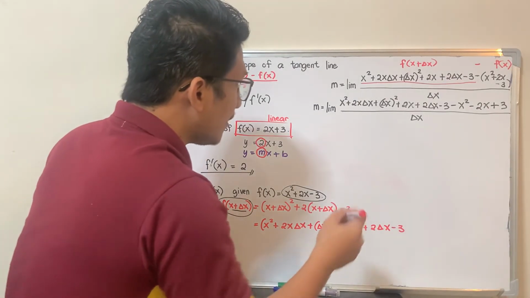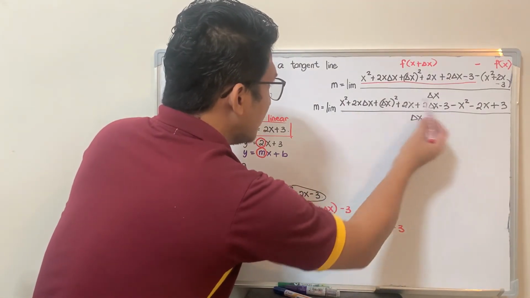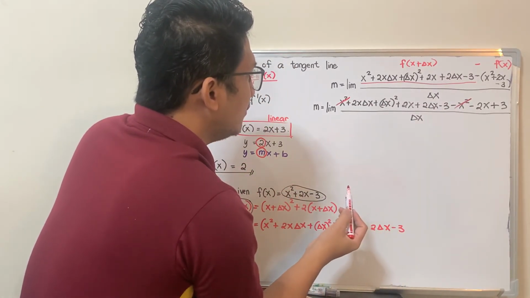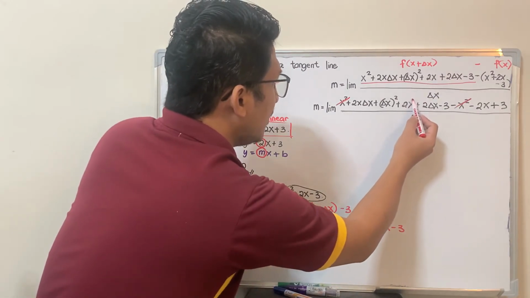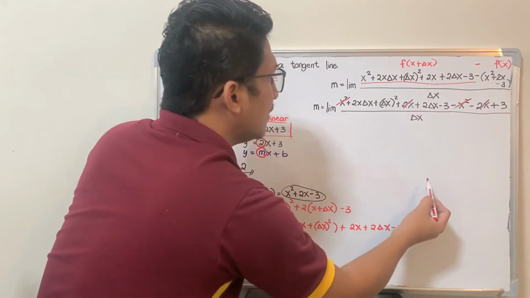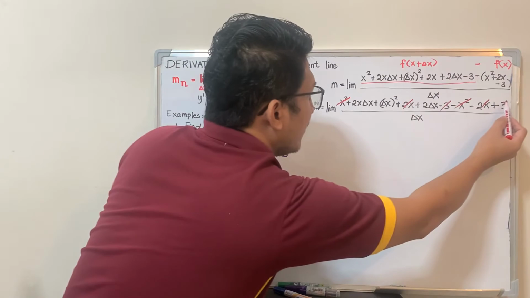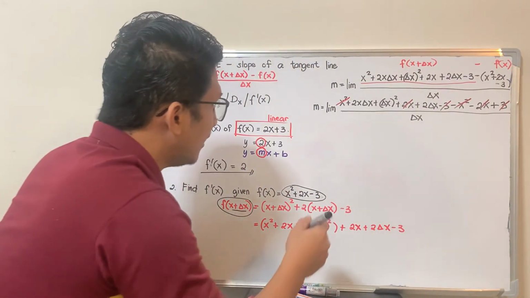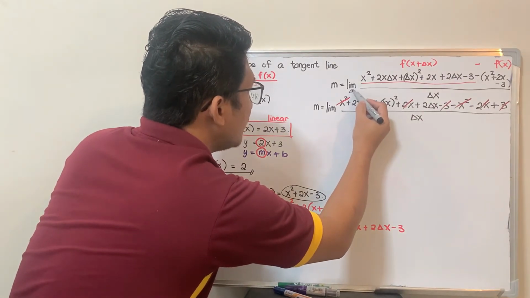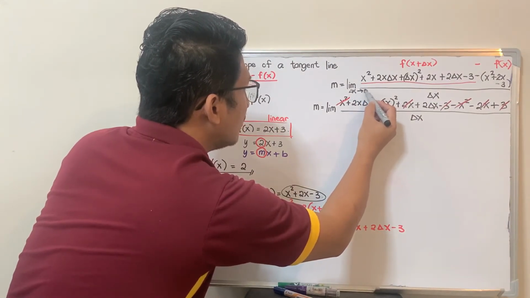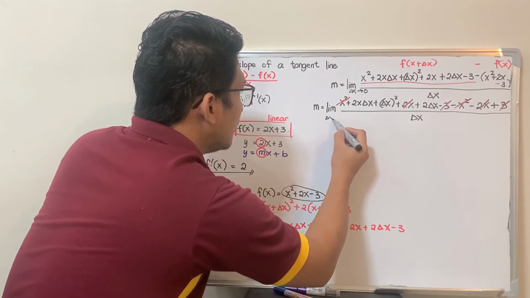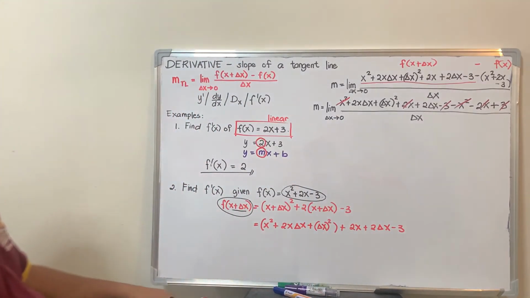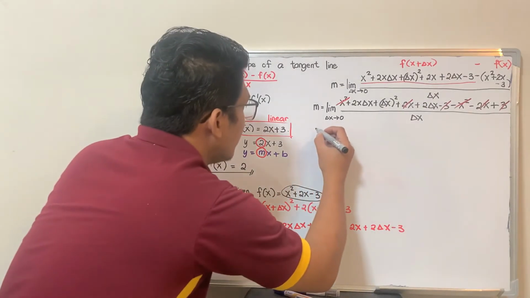Then, x squared cancels. The x squared earlier and negative x squared, they cancel. Then notice 2x and also negative 2x, so cancel. Negative 3 and positive 3 cancel. Sorry, I did not write the delta x approaching 0. This is the most important part, because this makes the line a tangent line. So m here, the slope of the tangent line.